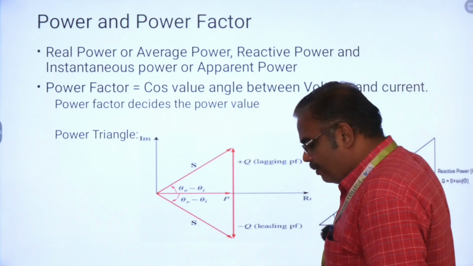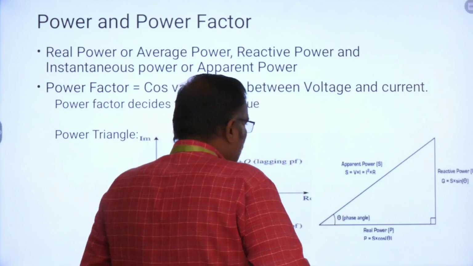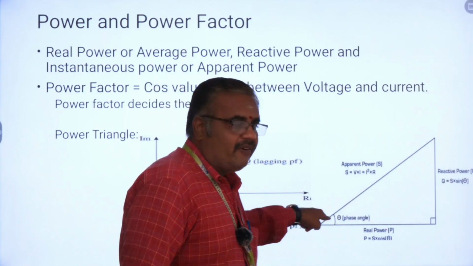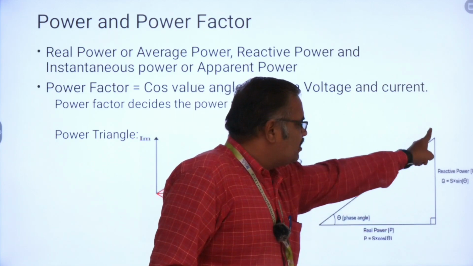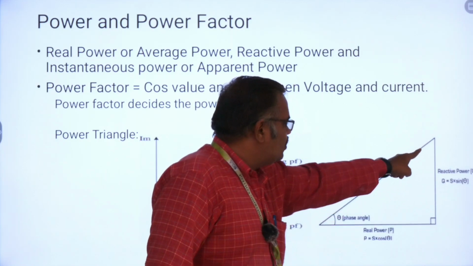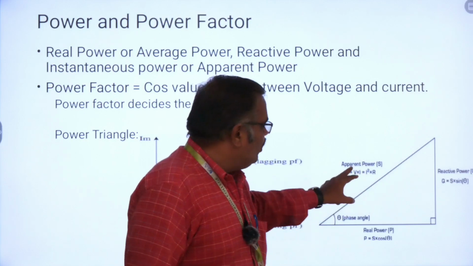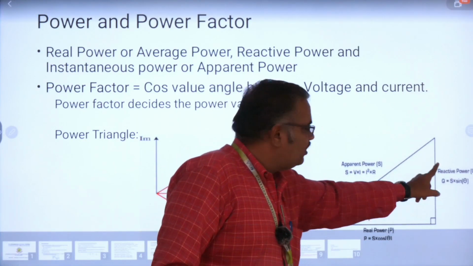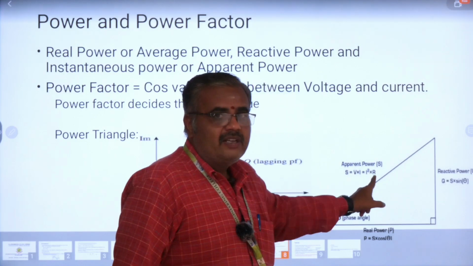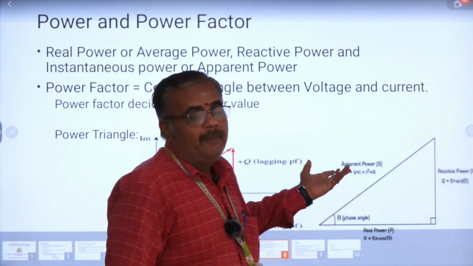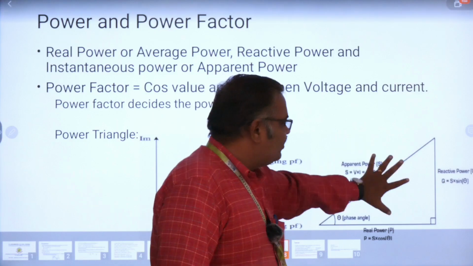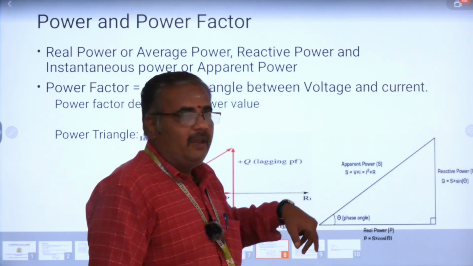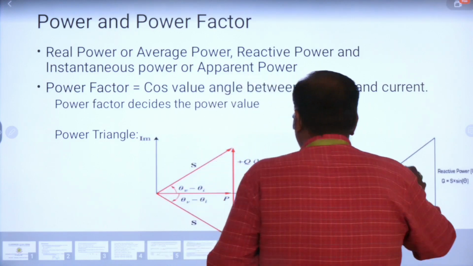And of course from this power triangle, you can get another triangle called the impedance triangle, where the x-axis will be your resistance, the y-axis will be your reactance, and this will be your impedance. When you replace real power by resistance, reactive power by reactance, and apparent power by impedance, this triangle becomes the impedance triangle. So this simple triangle indicates two different concepts: one is the power triangle, the other is the impedance triangle.